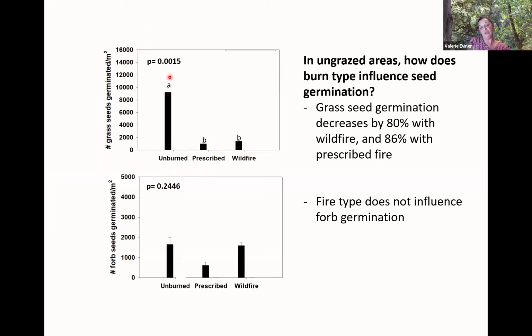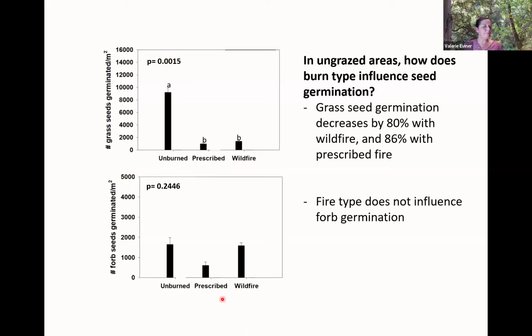And so this is, we took soil from these plots and put them into a greenhouse, and then continuously harvested whoever came up. So the idea is we are kind of flushing out everybody who was sitting in that seed bank. And you can see for grasses in the unburned plots, we had really high number of grasses. Both the prescribed fire and the wildfire, very, very low, right? Decreased the amount of seeds by about 80%.